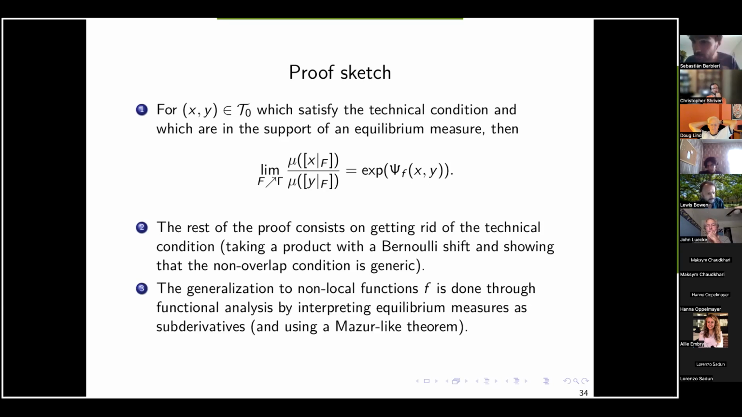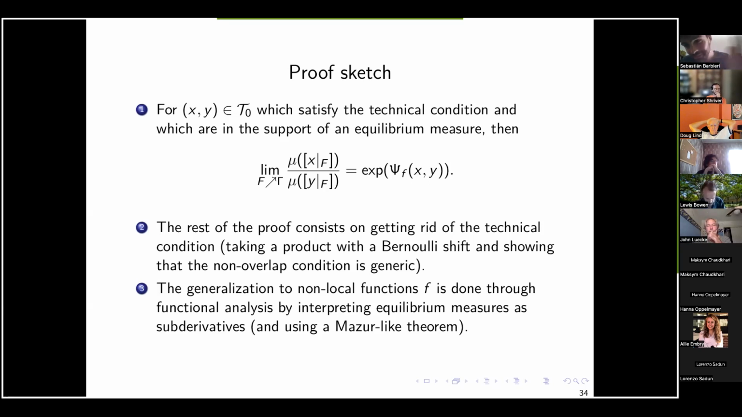And then, well, if we want to do it for non-local functions, we do that through functional analysis by looking at equilibrium measures as subderivatives and using some sort of Mazur-like theorem. Okay, so that's not really that different from what was done in the papers of the 60s. It's slightly more complicated, but not that different in spirit.